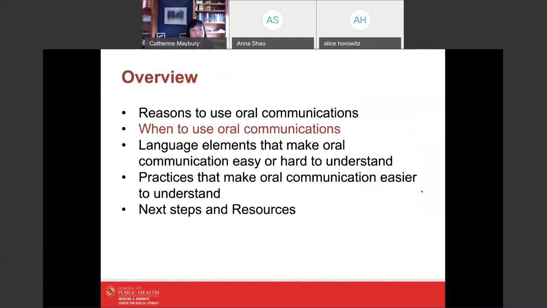Go ahead. Okay, great. So next we're going to talk about when to use oral communications in your work. And there's lots of ways.